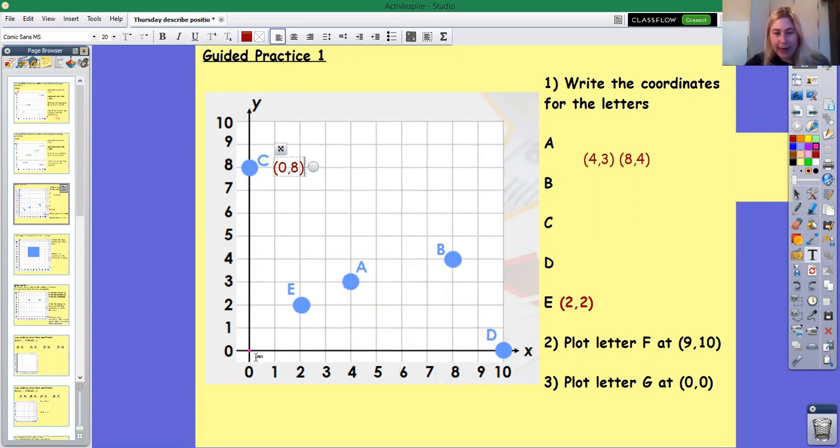And D is similar, isn't it? It goes along to 10 on the x-axis. But then if we read back at where it crosses the y-axis, it's at 0 on the y-axis. So hopefully you weren't misled by those.